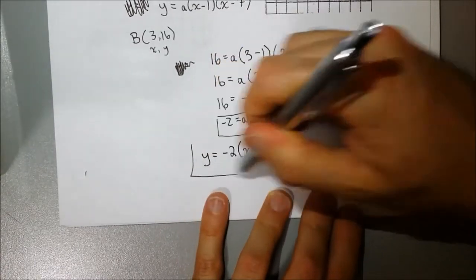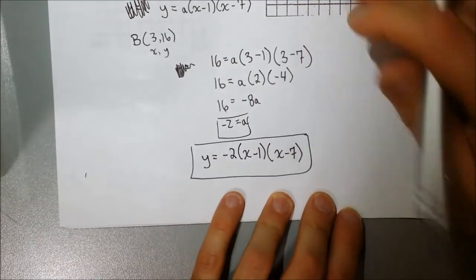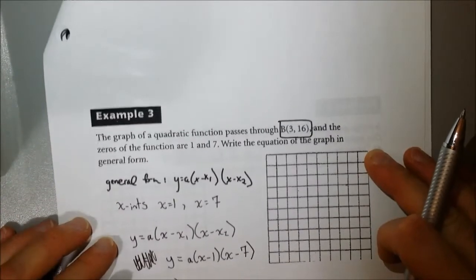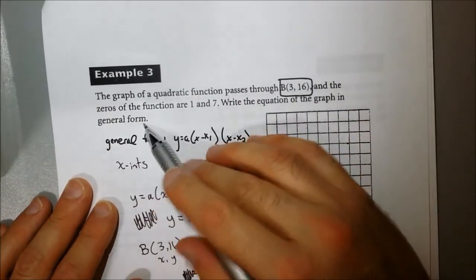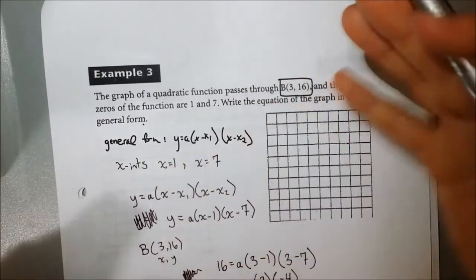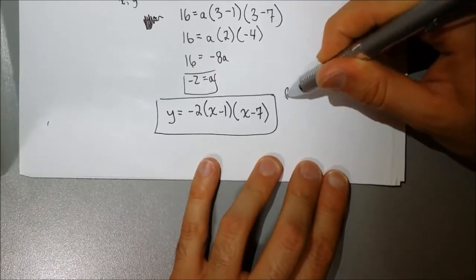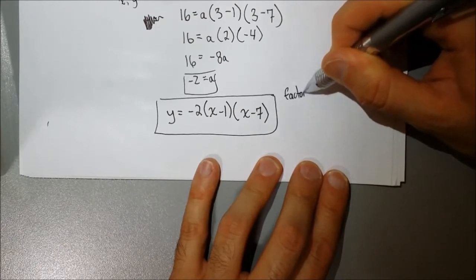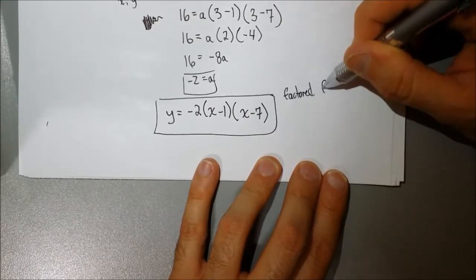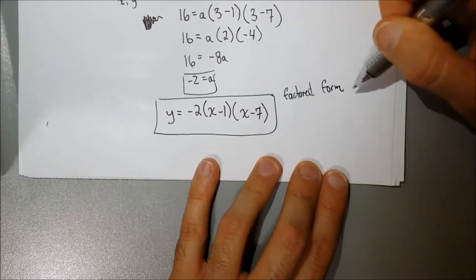There it is. I'm done. I think. I'm just going to read the question one more time to make sure. It says in general form. So, yeah, I'm not done. This is not general form. If you check your formula sheet, this is factored form. They want it in general form.